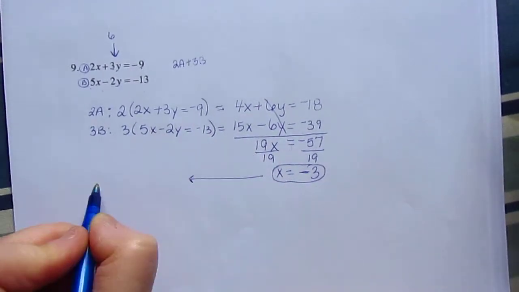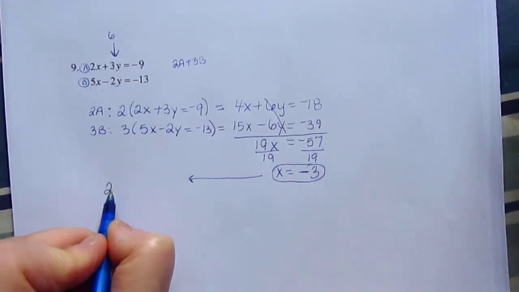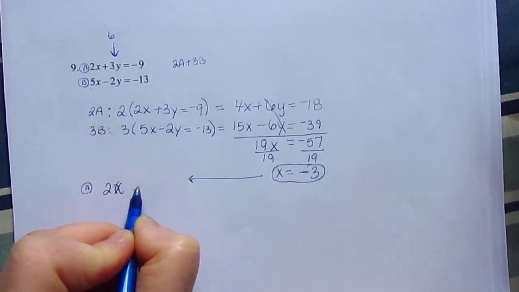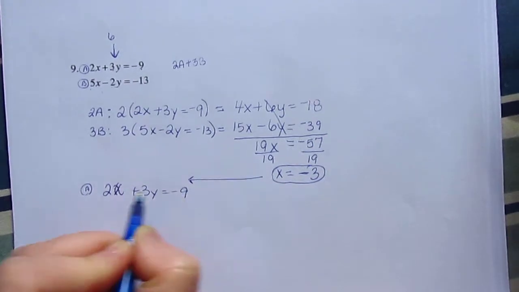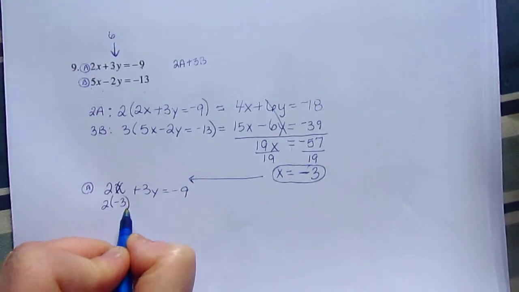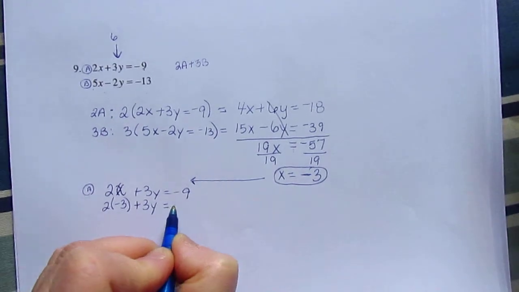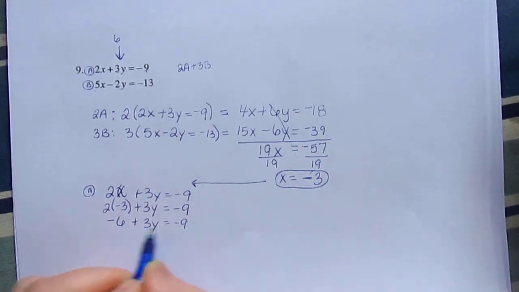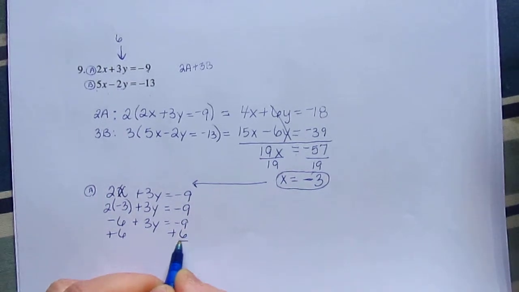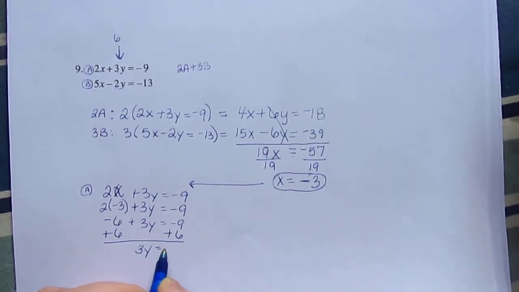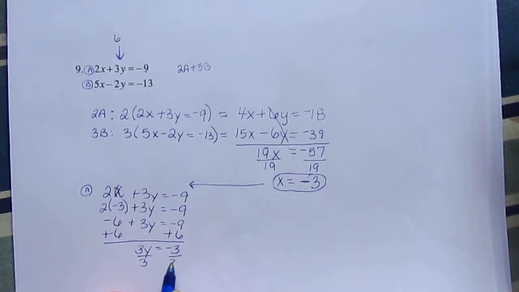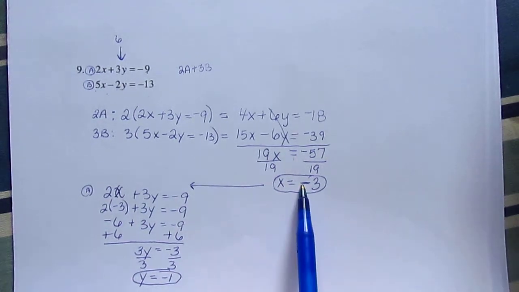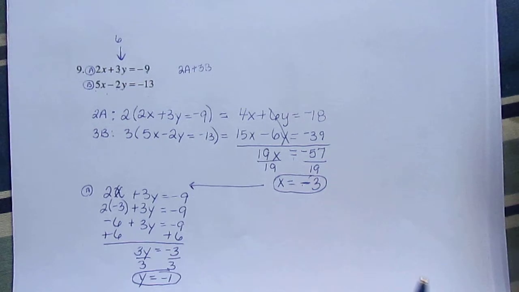I plug it into one of the original equations. Always go back to your original. I'm going to go with equation A. 2x plus 3y equals negative 9. 2 times negative 3 plus 3y. I want to be solving for y here. Okay, I think the solution is x equals negative 3, y equals negative 1.